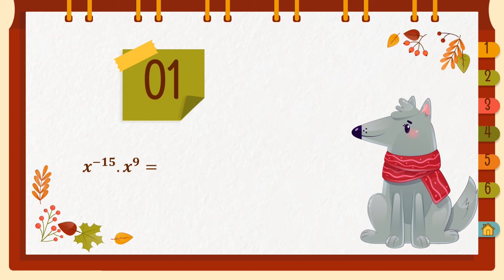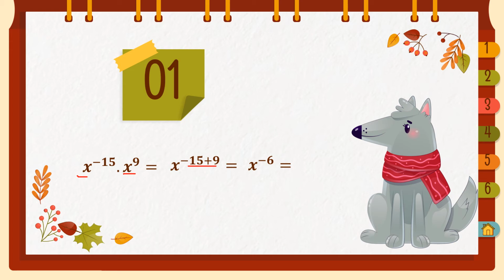Kung mapapansin ninyo, dito part, parehas po sila ng base. Ayan. So, parehas po sila ng base. Ano ang gagawin natin? Pag parehas ang base, multiplication, add natin ang exponent. So, that will become x negative 15 plus 9. Final answer natin, ito po, magkaiba ang sign, subtract, attach the sign of the largest number. So, ang magiging sagot ay x raised to negative 6.